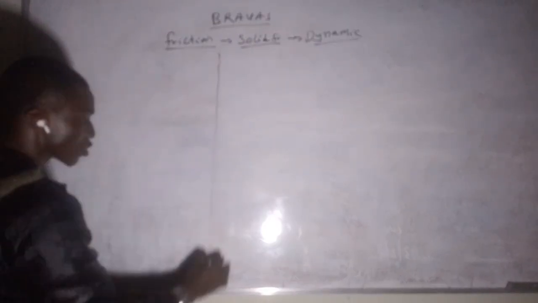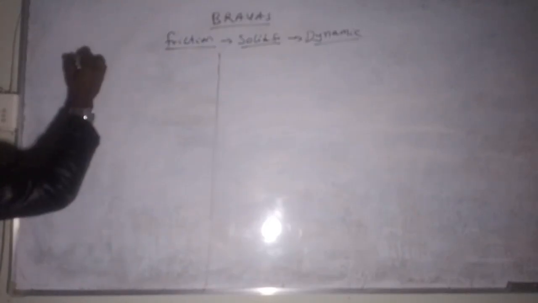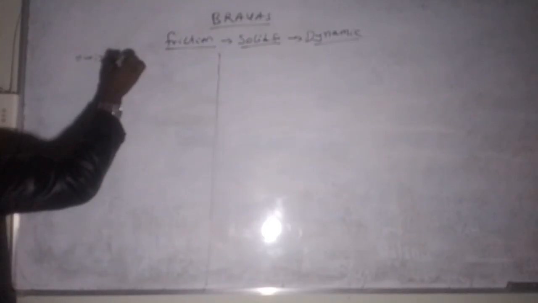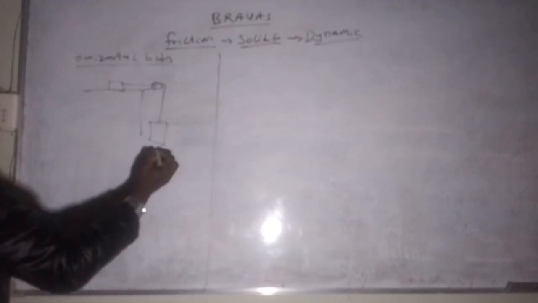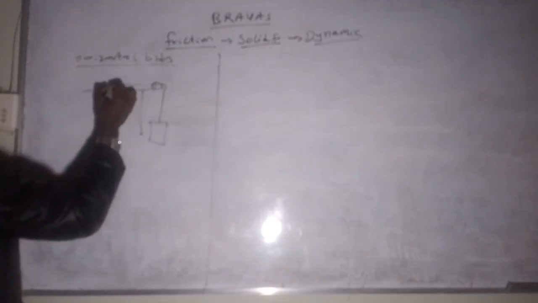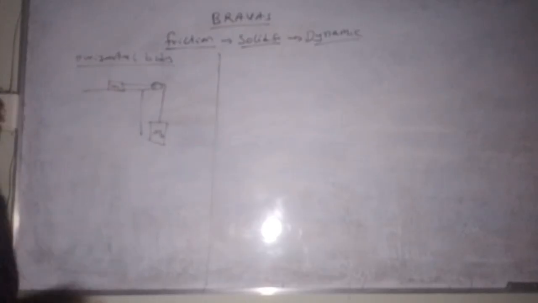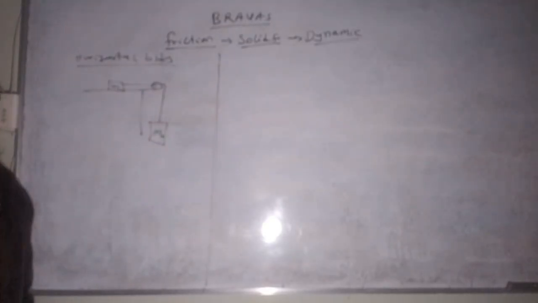What we mean by dynamic solid friction is friction that occurs to a body that is moving. What type of body is moving? Let's have it now. When we have a horizontal body, we are placing a particular mass here. This is a pulley system, and this is a rope. Another mass here. This is M1, and this is M2. Mass 2 is dragging mass 1. So what will happen? Mass 2 will be moving, and mass 1 will be moving as well.